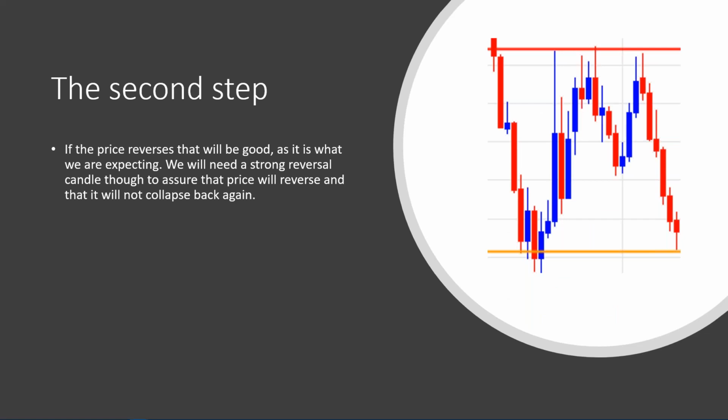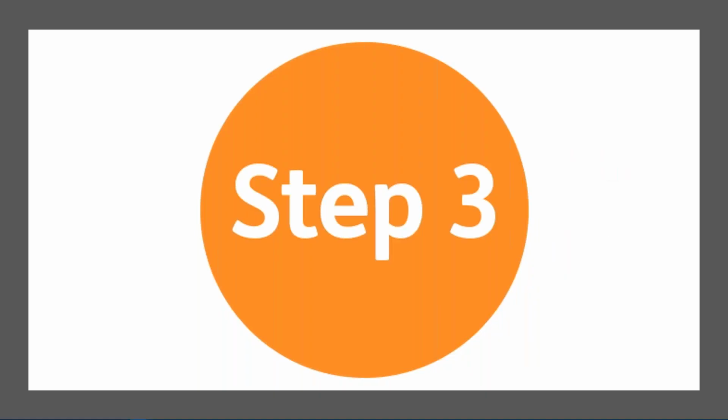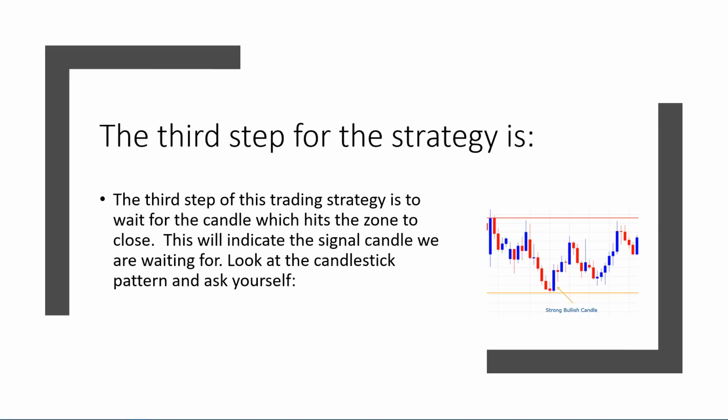So then what we want to do, once we've isolated these zones, is actually implement the strategy. The third step of the strategy is to wait for a candle that hits the zone to close. Okay, this will indicate the signal candle that we were waiting for. So as price is moving up or down and comes to a zone, we want the first candle that's hit that zone and wait for it to close. This is telling us something.